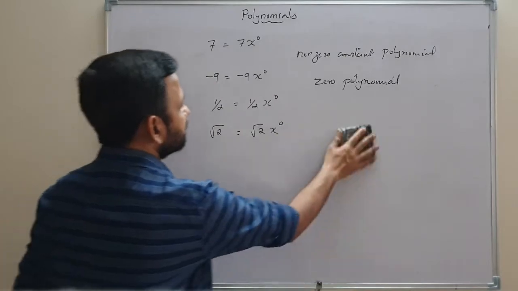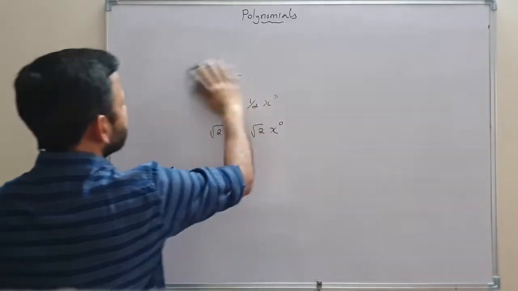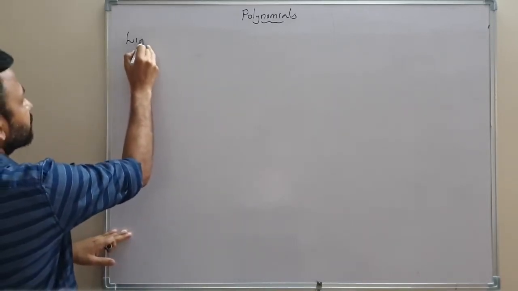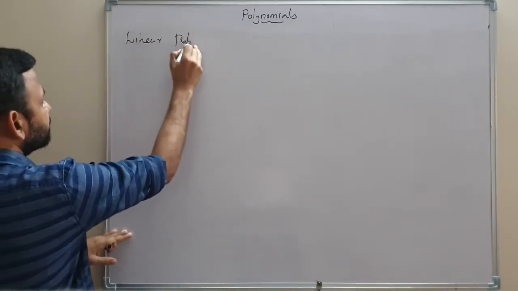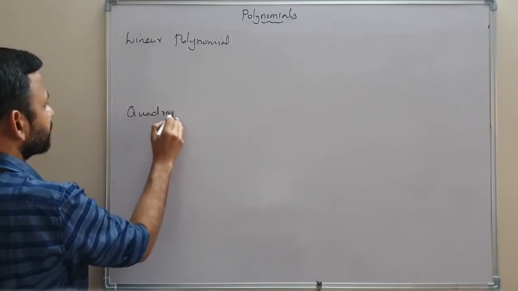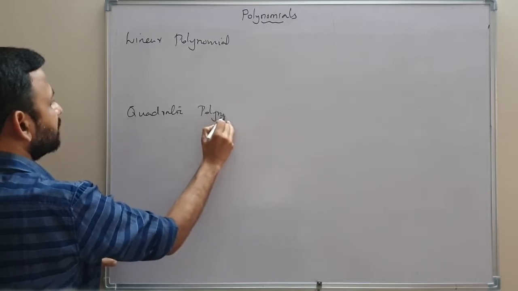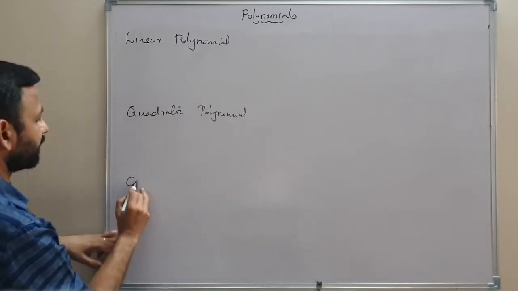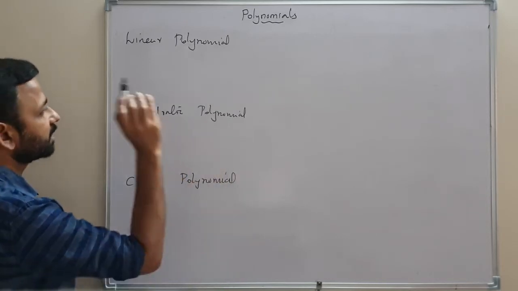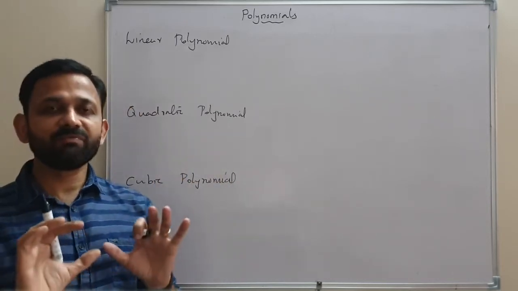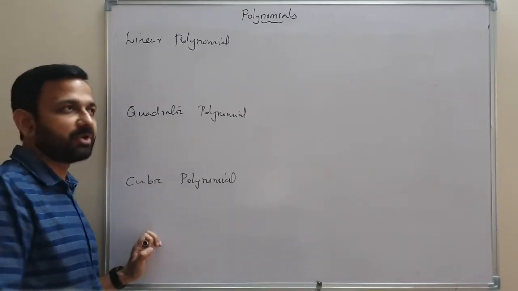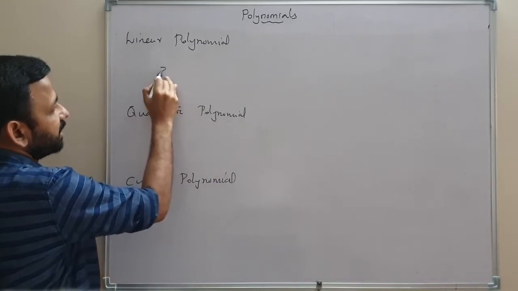Then we have three types of polynomials here: linear polynomial, quadratic polynomial, and cubic polynomial. Linear polynomial: a polynomial of degree 1 in one variable is called a linear polynomial.